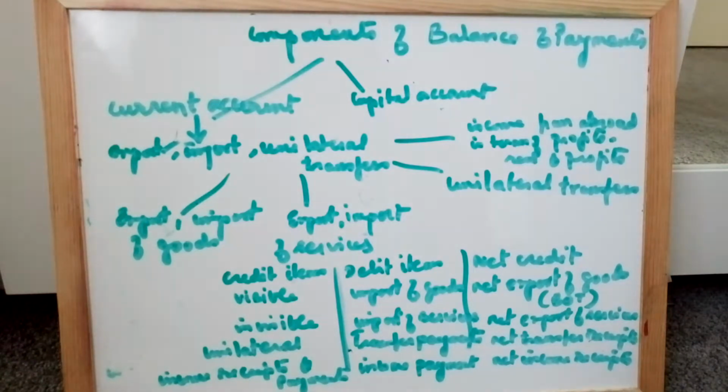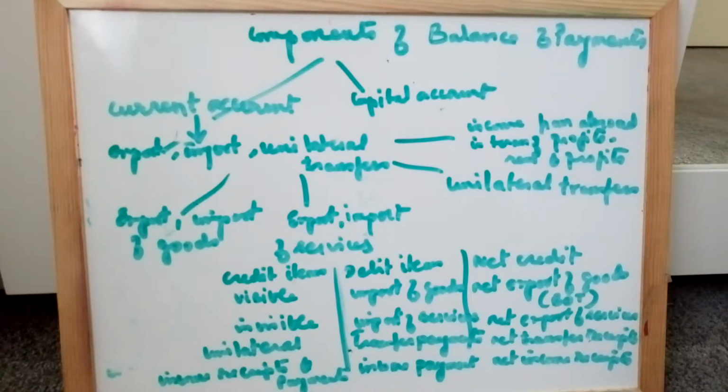A major part of transactions in foreign trade is in the form of export and import of goods, that is visible items. So payment for imports of goods is written on the negative side, that is debit items, and receipts from exports is shown on the positive side, that is credit items. So the balance of these visible exports and imports is known as balance of trade.